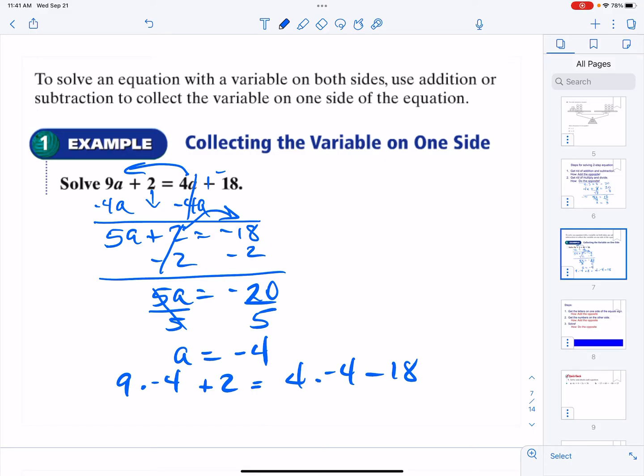So if you were to type that into the calculator or just do the math by hand, you're going to find out that 9 times negative 4 is negative 36, plus 2 gives me negative 34. Well, 4 times negative 4 is going to give me a negative 16, and then plus negative 18 is also going to give me a negative 34. So that tells us that negative 4 is the answer to the problem. And that's what we're doing.